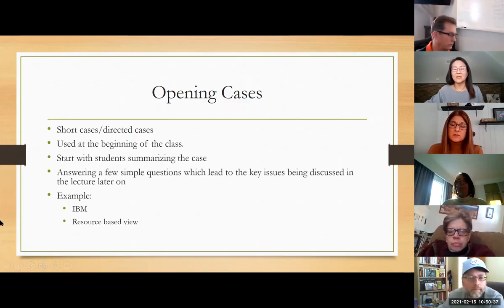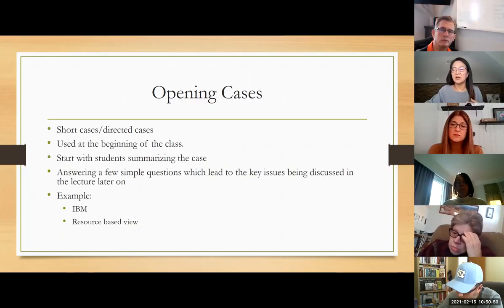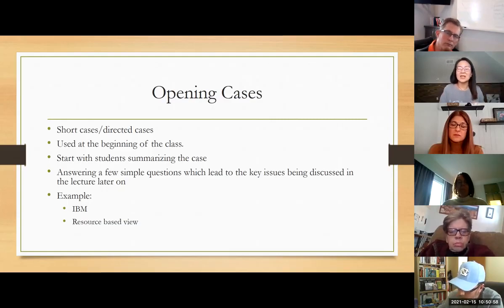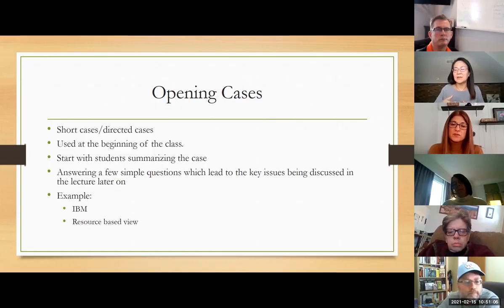For example, when I talk about the resource-based view, I use IBM. It's a story about IBM at the beginning of the class. Students will talk about why IBM is so successful because of the resources and capabilities they developed. What are the resources and the capabilities that they have? Then that will make them want to know why this is important, and what the relationship is between resources and capabilities and long-term performance. That works pretty well for me when I use the opening cases.